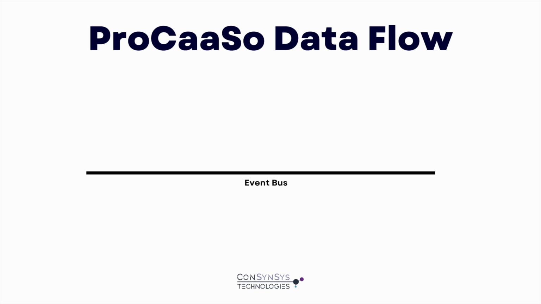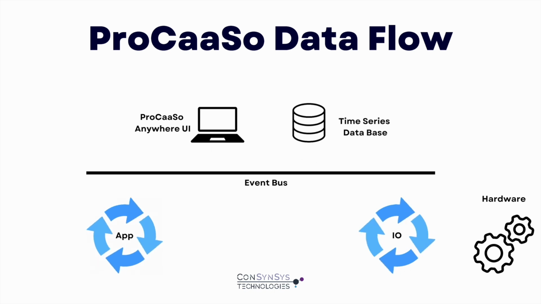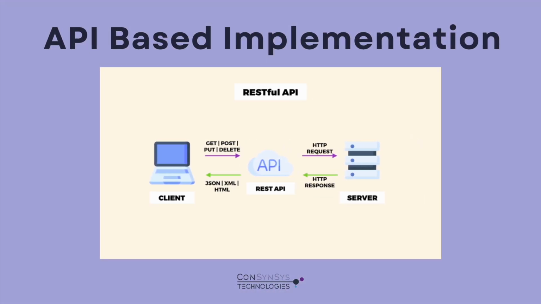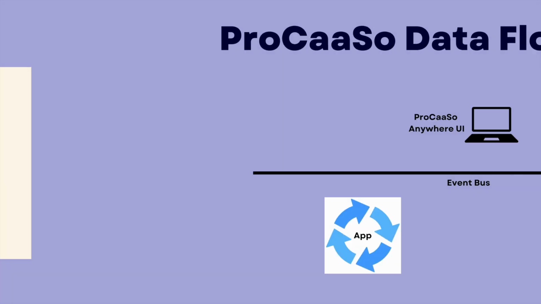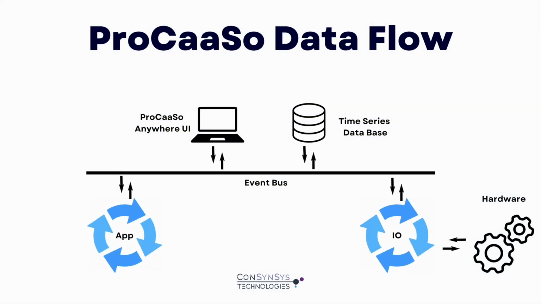This approach guarantees that attributes are consistently managed and referenced, whether in the ProCaaSo Anywhere UI, App and I/O tasks, or in database interactions. These services operate on an API-based implementation, which allows for seamless real-time access to and from every part of the ProCaaSo ecosystem. For those new to APIs, I recommend watching the videos in the additional resources section for a more in-depth understanding.